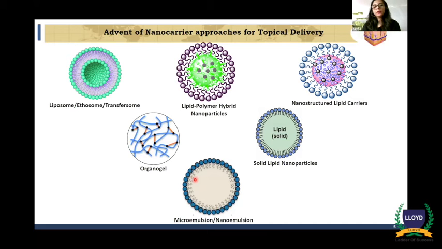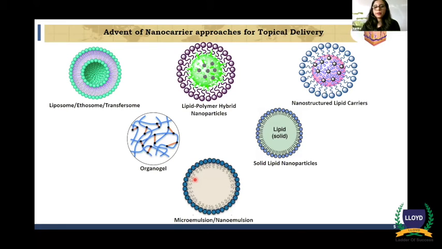So if we talk about liposomes, ethosomes, transferosomes, basically these are phospholipid vesicles composed of phosphatidylcholine, cholesterol, and an aqueous compartment. They can be used for the incorporation of both hydrophilic as well as lipophilic molecules, and have the properties of biodegradability and biocompatibility. The first liposomal antifungal compound was approved almost 10 years back. And since then, there has been a lot of research going on in this area, especially for the delivery of antifungal as well as antiviral molecules.